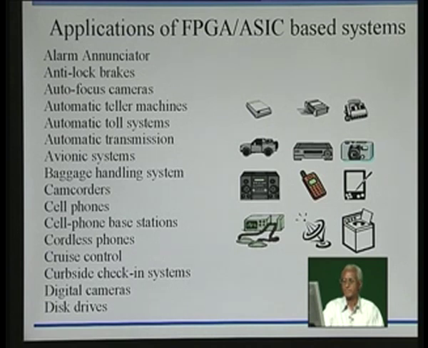And next is curbside check-in systems. Say this is generally for parking. You want to park your car, and naturally you have to pay for it, and there will be automatic machines which will take in this and issue a receipt for that. And so you can think of such applications. And another is digital camera, which is very well known, and disk drives.